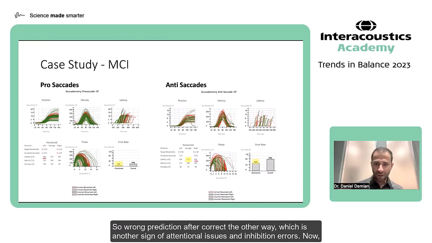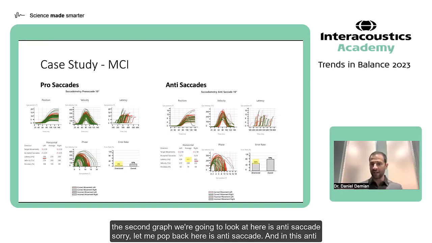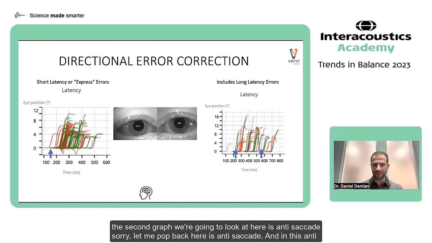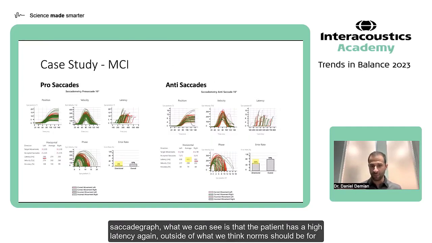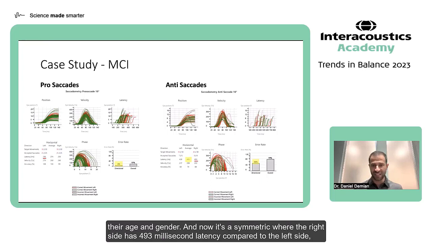Now, the second graph we're going to look at here is anti-saccades. Sorry, let me pop back here. In this anti-saccade graph, what we can see is that the patient has a high latency, again, outside of what we think norms should be for their age and gender.